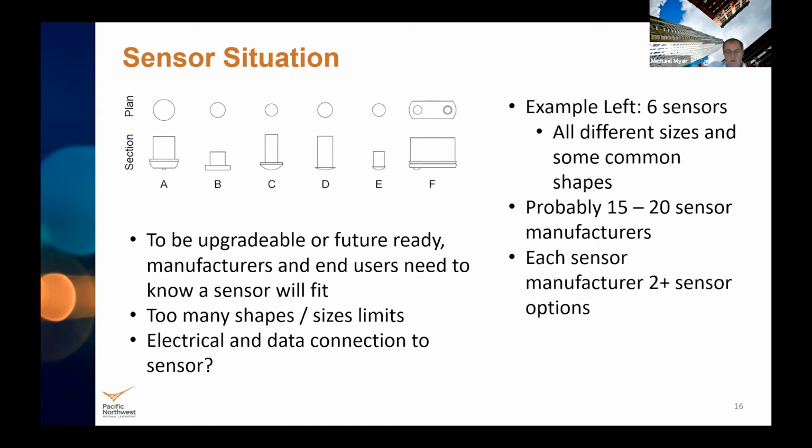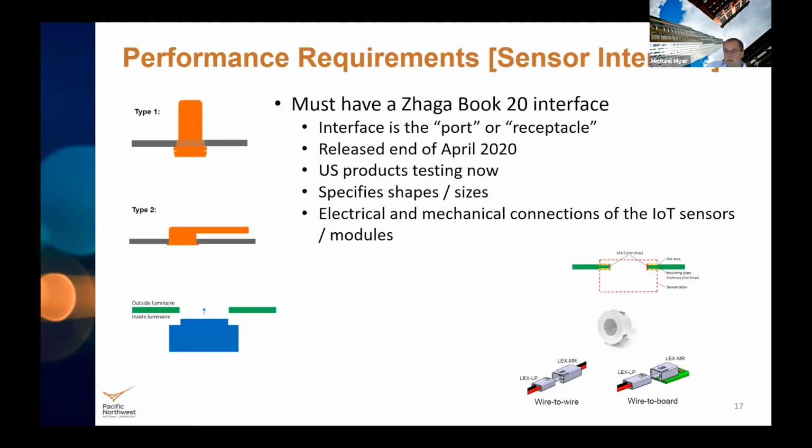Also, there are electrical shapes and connections. How do you connect to that sensor? That's another issue that we're trying to address: a standardization of the sensor interface, both mechanically and electrically. That's done through here. This is what they call the Zhaga Book 20.